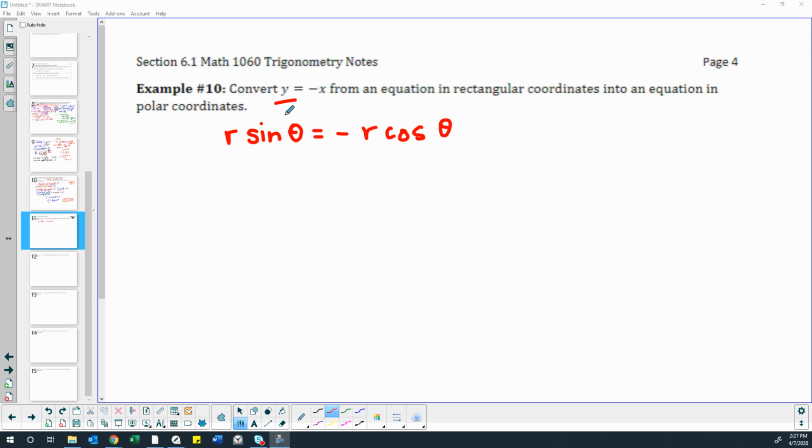So example 10, I'm converting to polar coordinates by replacing y with r sine theta and x with r cosine theta, and there's a negative. So now I'm actually going to move those both to the same side and set it equal to 0, and you can see why. I didn't mean to put that equals in there. r sine theta plus r cosine theta equals 0.